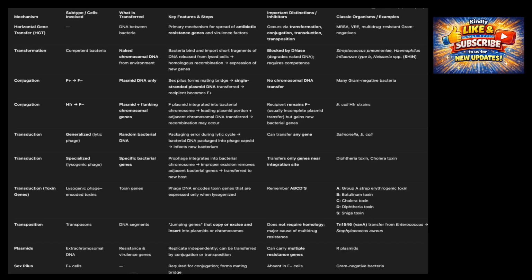For example, a lab experiment may show that bacteria acquire resistance unless DNase is added. That finding proves transformation. Another common stem describes bacteria gaining a capsule after exposure to heat-killed bacteria. Heat-killed bacteria cannot divide or make pili, but they still release DNA, which again points to transformation.